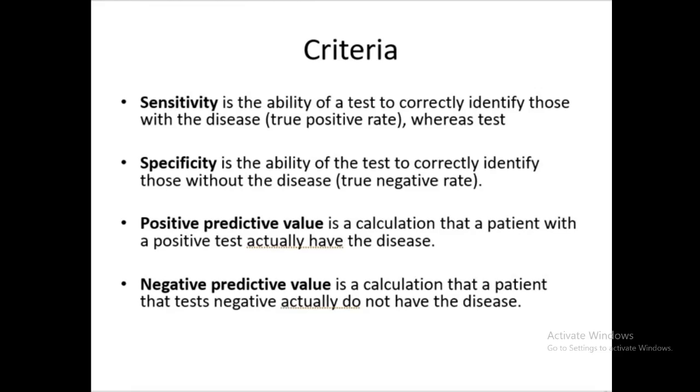Where specificity is the ability of the test to correctly identify those without the disease. So that would be a true negative rate. Another term you need to be familiar with is positive predictive value. Positive predictive value is a calculation that a patient with a positive test actually has the disease. Whereas the negative predictive value is a calculation that a patient that tests negative actually doesn't have the disease.